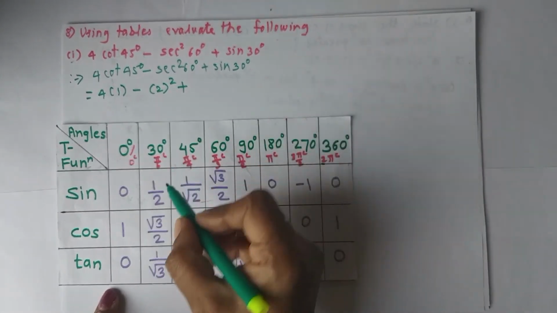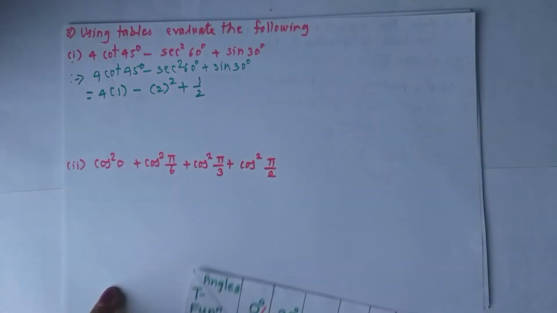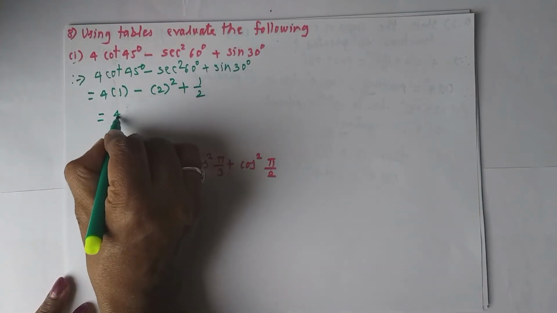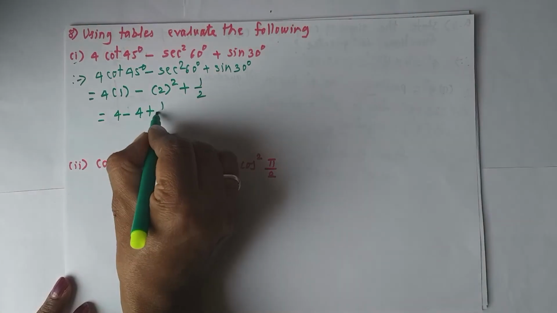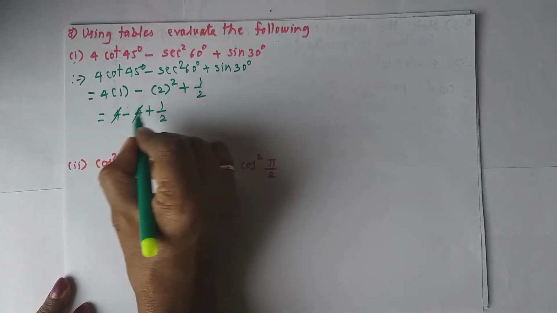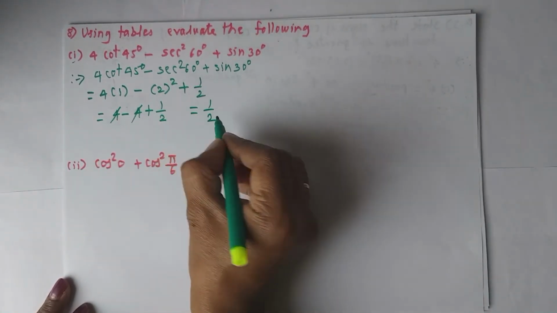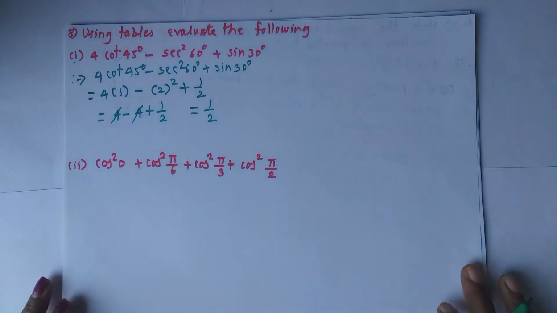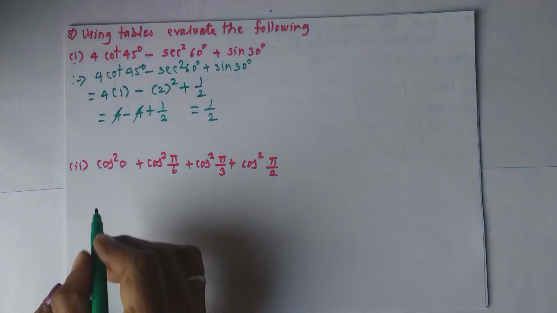Then the value of sin 30. Sin 30 is half. Then what will be after simplification? This is 4 minus 4 plus half, and this 4 will get cancelled and we will get simply half. Okay, students, if you know the table, then it is very easy.